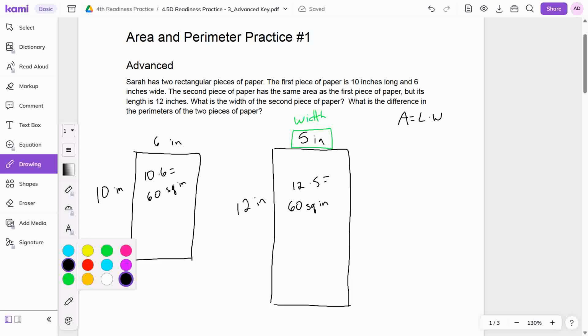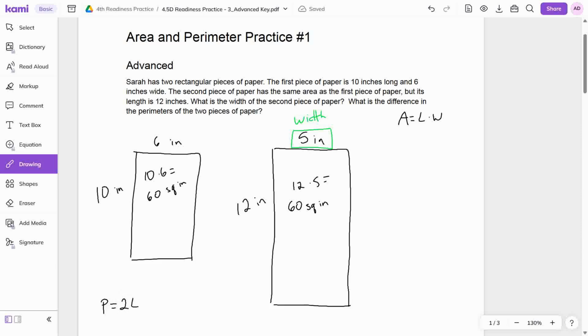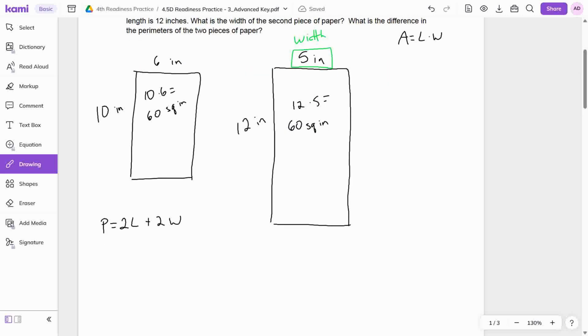Now, what is the difference in the perimeters of the two papers? All right, so perimeters. Well, let's look at this first one. Remember, the perimeter is double the length plus double the width. So the first one is going to be double 10 plus double 6, because there's a 10 on the other side and the 6 on the bottom. So we want to just double the 10, double the 6, and add them together. So that's going to equal 20 plus 12. So my perimeter is going to equal 32 inches.